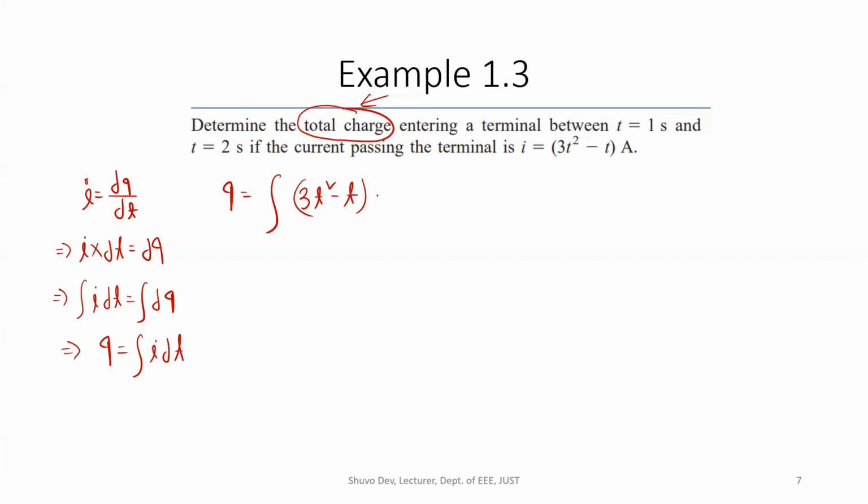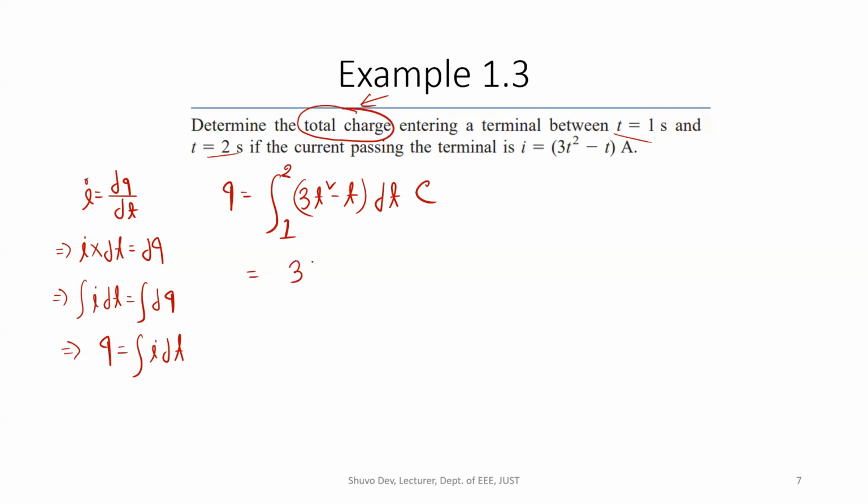And what are the limits? Here t is equal to 1 second to t is equal to 2 seconds. 1 second is the lower limit and 2 seconds is the upper limit. So here it will be dt, and the unit will be coulomb.